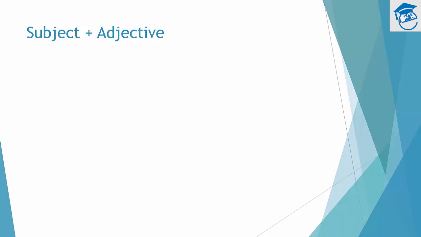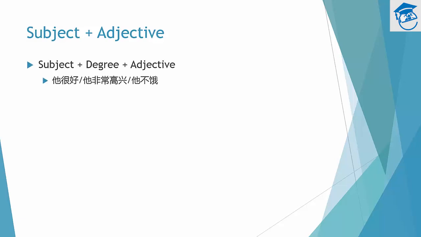Next one is about subject and adjectives. Whenever you want to link subject and adjective, you don't need any verb in between. And also you will have to add a certain degree in between. So the three degrees that you have learned: 他很好. 他非常高兴. 他不饿. These are all samples of subject, degree, and adjective. Okay? 很, 非常, 不, 十分, they are all degrees.